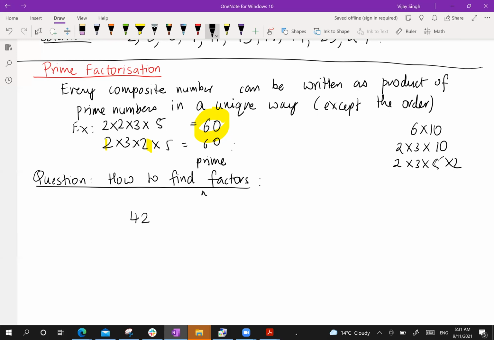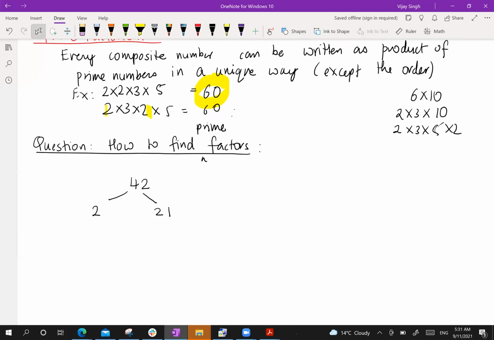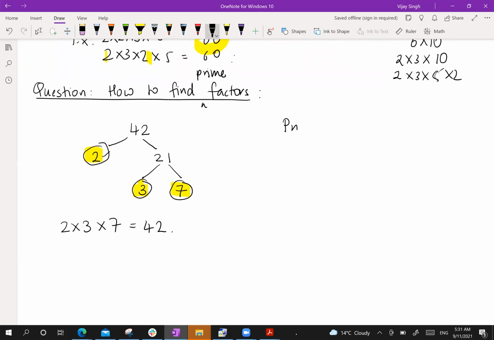Let's break it down. We know 42 is the same as 2 times 21. Then you see 2 is a prime, so I'm going to circle it like that. Then 21 is not a prime, so I can break it as 3 times 7. And 3 is a prime. This is like a leaf, right? All the bottom ones. So I'm going to write 2 times 3 times 7. So 2 times 3 times 7 gives me 42. So this is the prime factorization of 42.